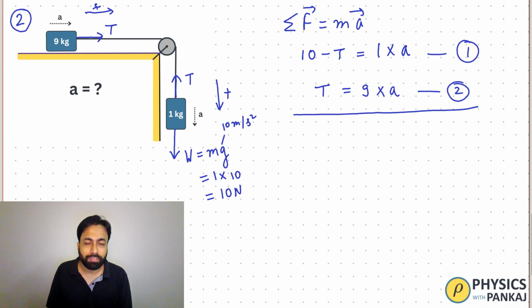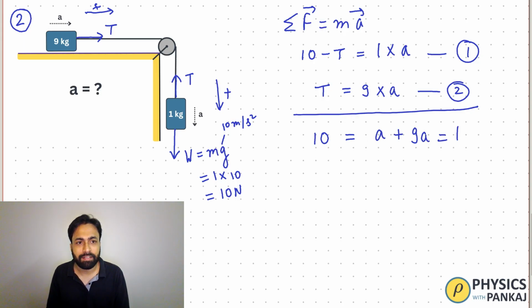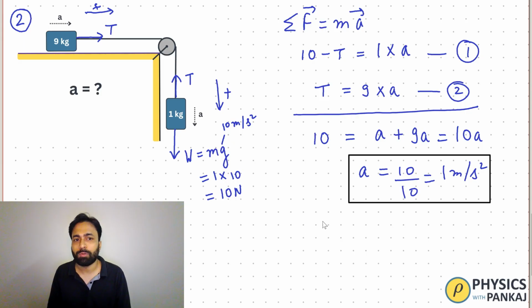Let's add the two equations up, and you would see that the minus T would get cancelled with the plus T. So I'd have a 10 on the left hand side, and on the right hand side, I have 1a plus 9a, that is 10a. So I have 10 equals 10a, or a equals 10 by 10, or 1 meter per second square. This is the acceleration we were looking for.